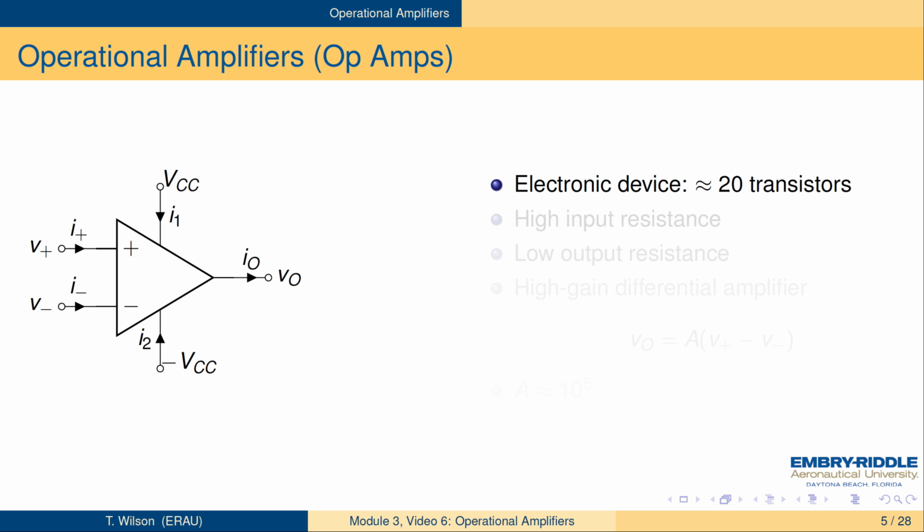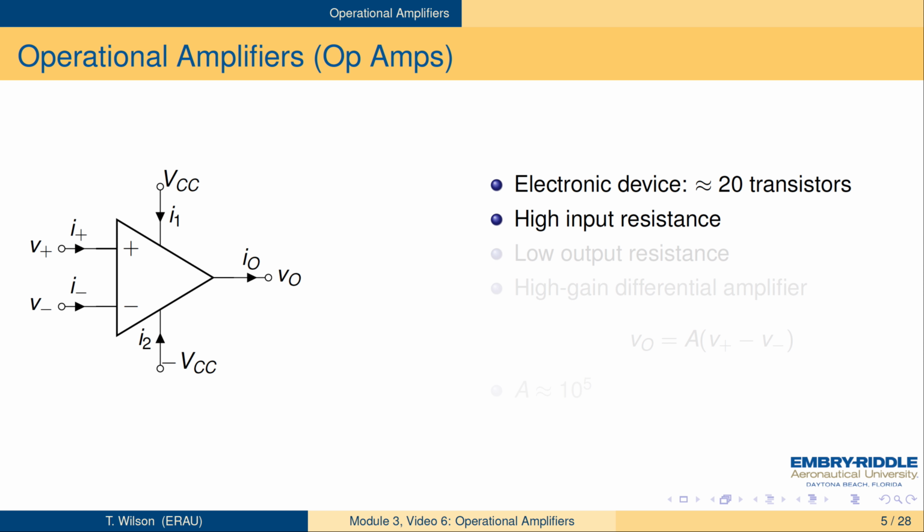So what are these things? They're electronics. There are about 20 transistors inside each one. It's a three or so stage circuit with some associated circuitry that goes with it. There's a differential amplifier at the front, then a stage with voltage gain, and then a final stage that provides current gain.